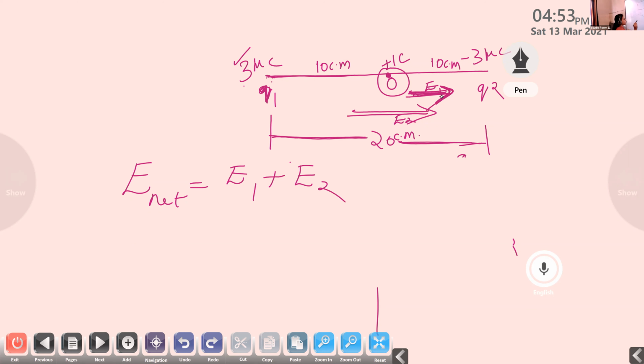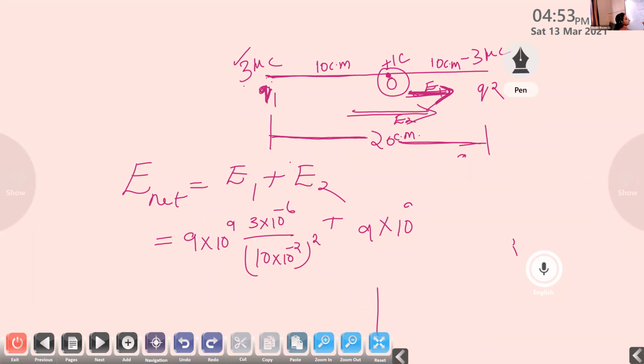Here E1 plus E2 becomes 1 by 4 pi epsilon 0. Instead of 1 by 4 pi epsilon 0, we can write 9 into 10 raised to 9. So 9 into 10 raised to 9, Q1 is 3 into 10 raised to minus 6 divided by 10 into 10 raised to minus 2 the whole square, plus E2. What is E2? 9 into 10 raised to 9, 3 into 10 raised to minus 6 divided by 10 into 10 raised to minus 2 the whole square.